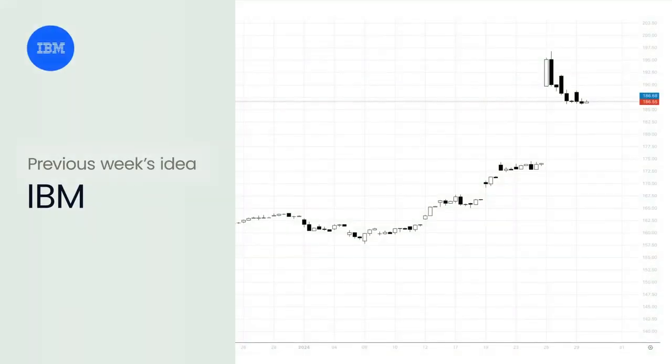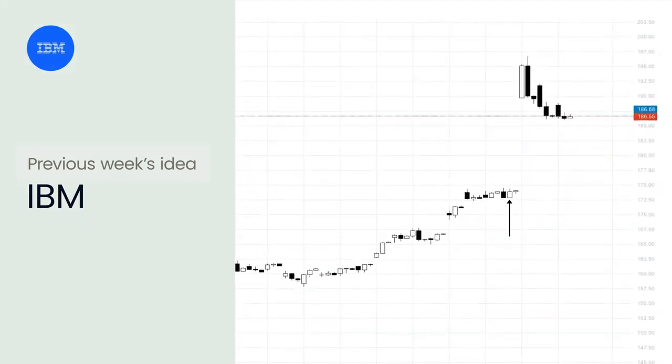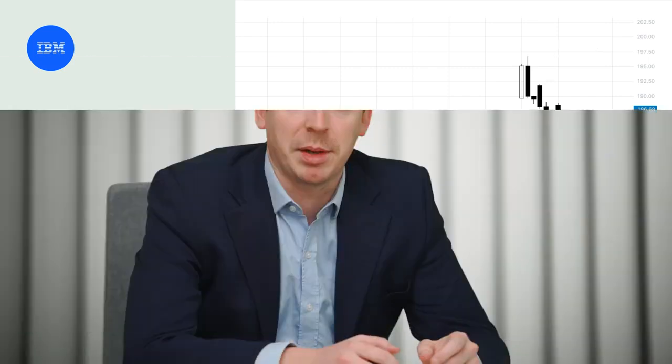But before that, let's look back at how last week's idea did, which was a potential buy for IBM from the area of around 172 with a target around $195 to $200. The idea was fully accurate, with the price moving up to around 197 in the aftermath of better than expected earnings. So well done if you managed to make a profit on that one, but please remember that performance in the past does not guarantee results in the future.